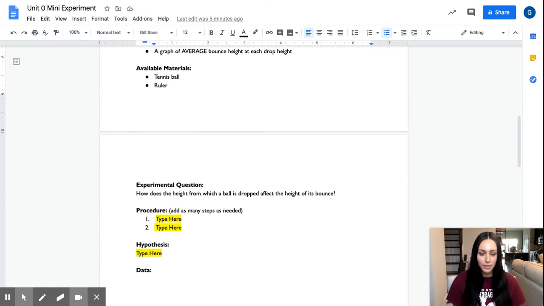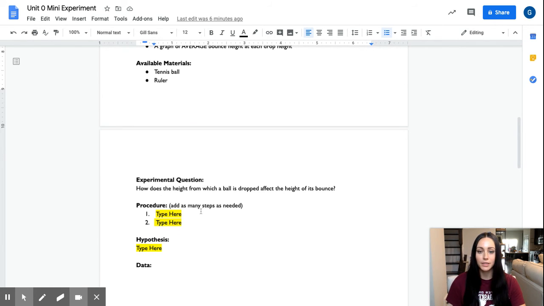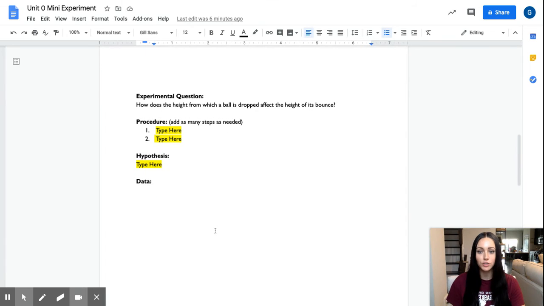Now, this is a simple experiment, so there are only a simple and small list of items available that I'm providing you. However, if you have things at home that you would like to add in that you deem necessary, that is fine as well. The materials that you are being provided is a single tennis ball and a ruler. The experimental question we've already read in the introduction, but as a reminder, it is again, how does the height from which a ball is dropped affect the height of its bounce?